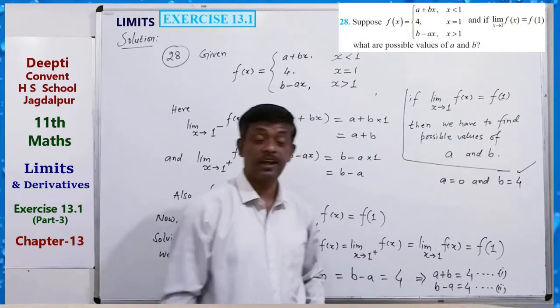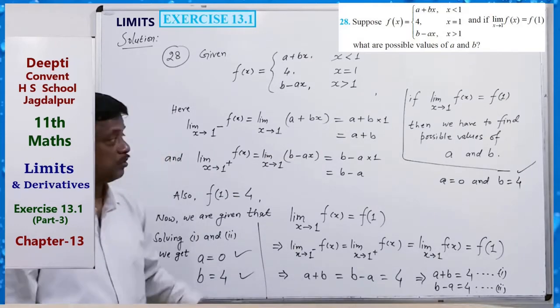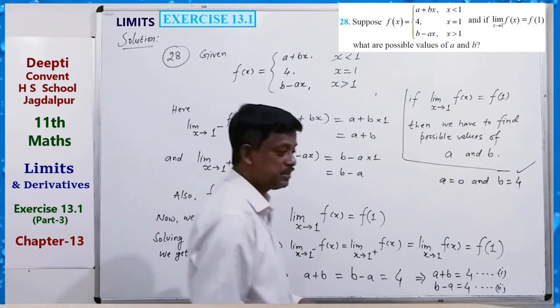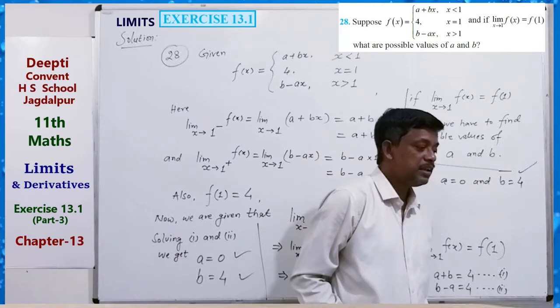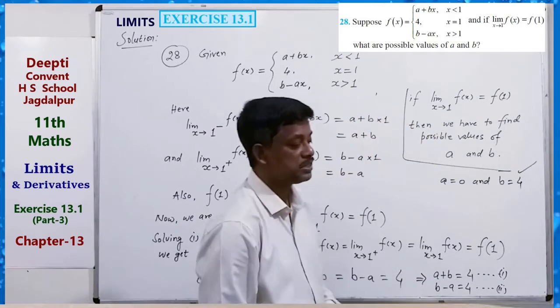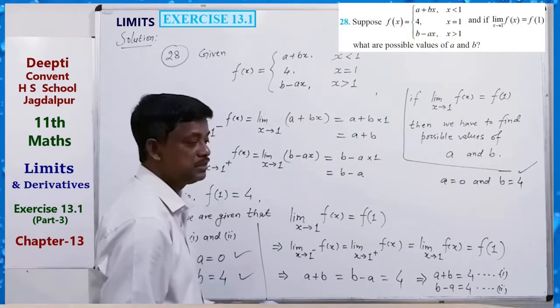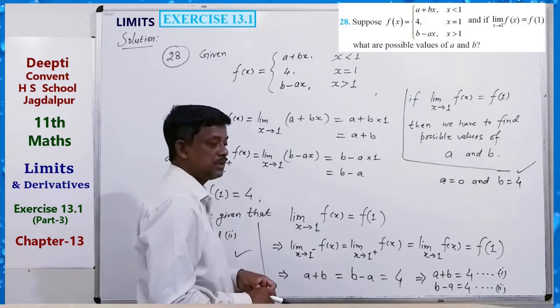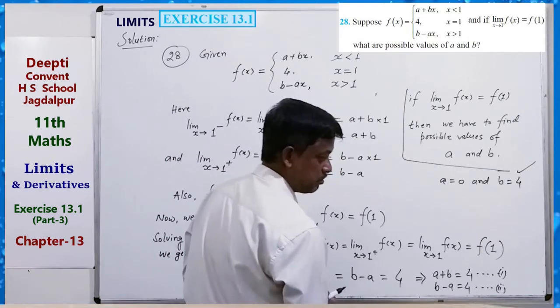Now question 29. Take question 29. Here what is given? a1, a2, a3 up to an are fixed real numbers and defined a function f(x) equal to x minus this. What is limit x tending to a1 of f(x)?